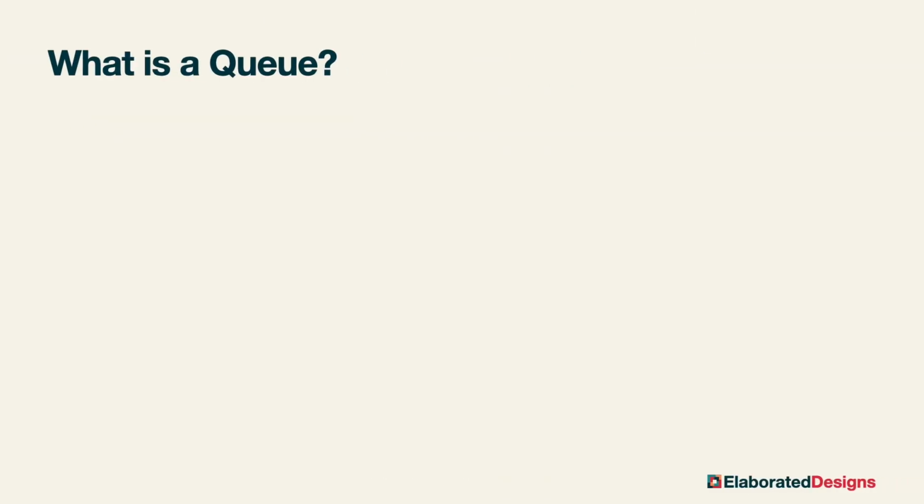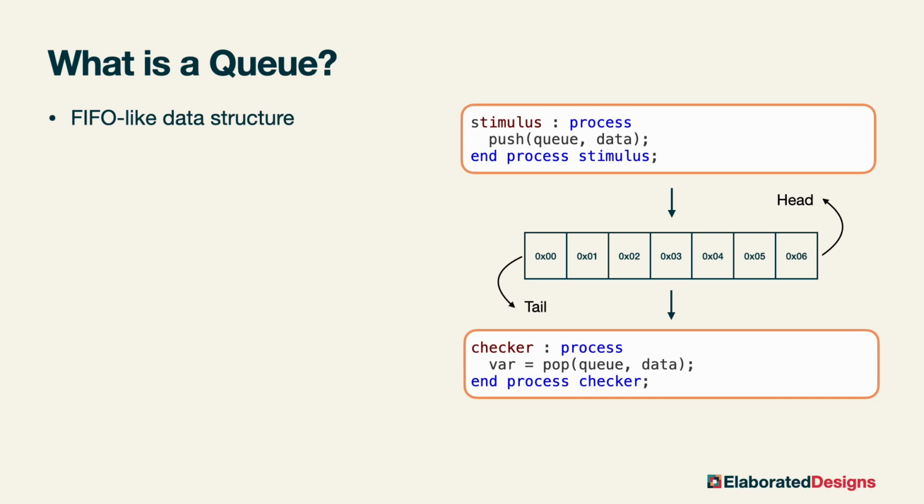A queue is a data structure into which data are pushed on one side and popped on the other side. Queues operate on a first-in, first-out basis, and like a hardware FIFO, we usually cannot access the elements inside a queue. At a minimum, a queue must support pushing data to it and popping data from it.